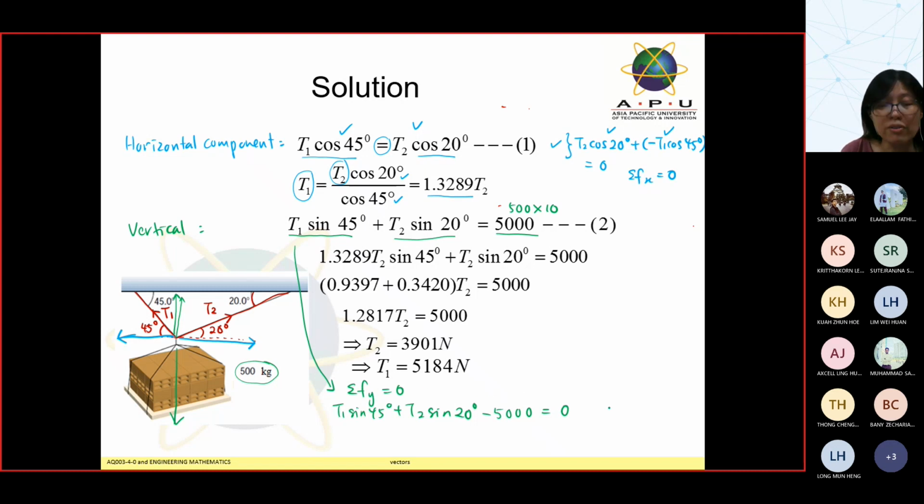Now if I rearrange this, I am going to have T1 sin 45 plus T2 sin 20 equals 5,000, which is the same as this one. Total towards up is equal to total towards the bottom.